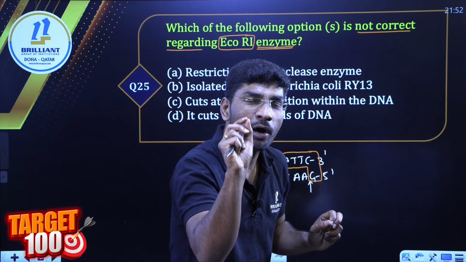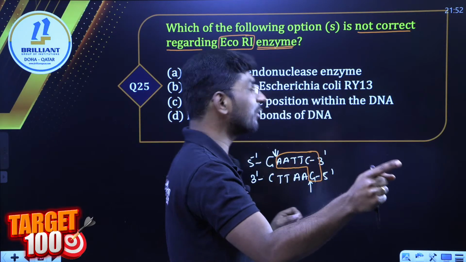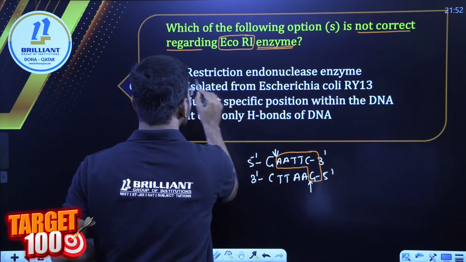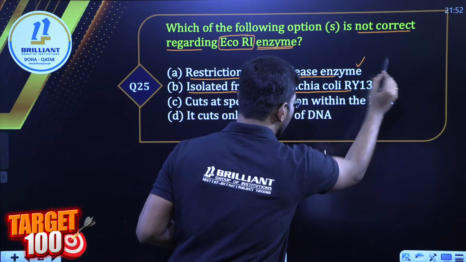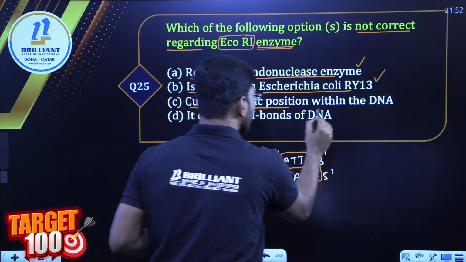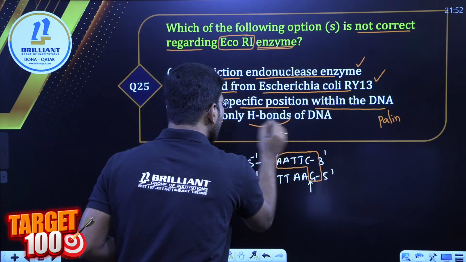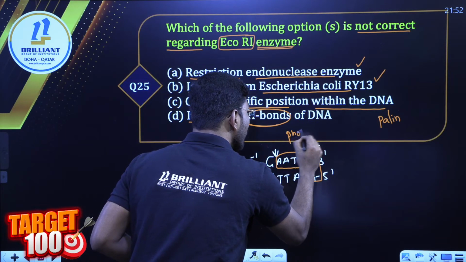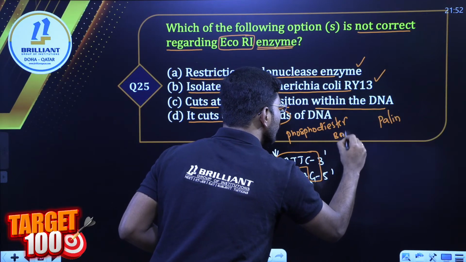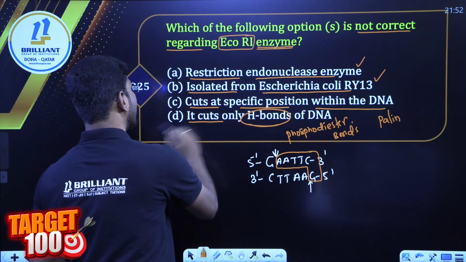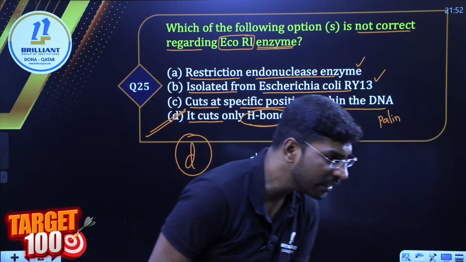If you read the options, in one place you are stuck, I think. Oh my god, most of the students are correct. Restriction endonuclease enzyme, fine. Isolated from E. coli RY13, absolutely correct. Cuts a specific position within the DNA called the palindromic sequence, fine. It cuts only hydrogen bonds, no, phosphodiester bonds also. So phosphodiester bond plus hydrogen bond. So the not correct one is option D. Am I correct? Good, very good.